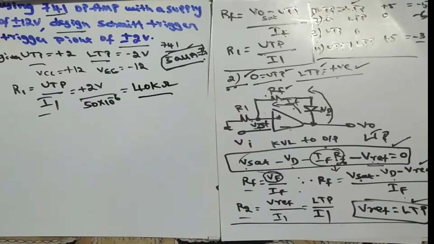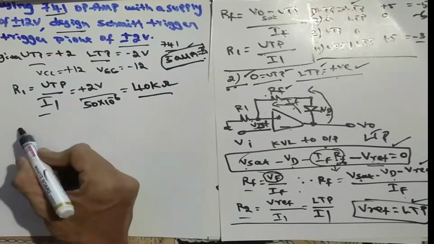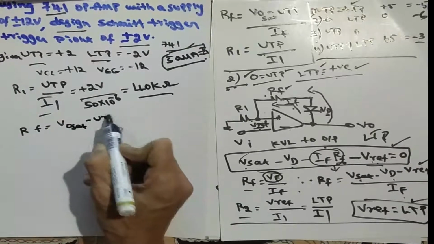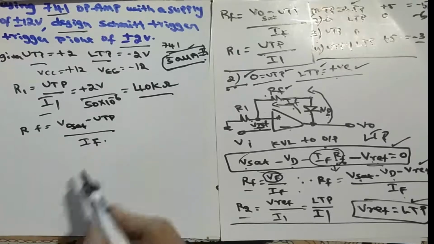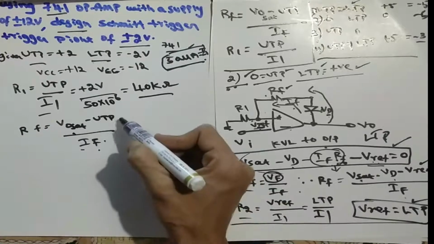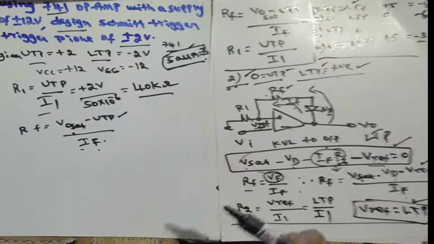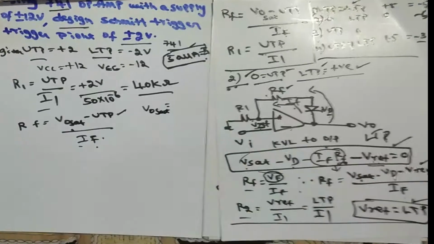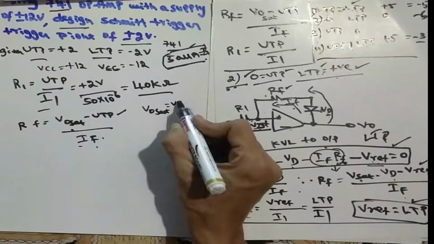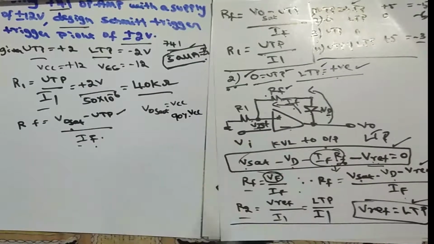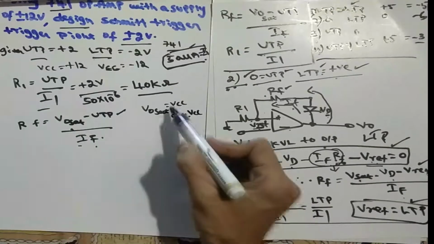Now your aim is to find the RF value. For RF, you have to find V0 saturation minus UTP divided by IF. What is this IF value and what is this V0 saturation value? We know that UTP is 2 volts. V0 saturation is VCC. There are two possibilities: you can take V0 saturation equal to VCC, which is one method, or you can take 90% of the VCC. Here in our case we will take VCC as it is.